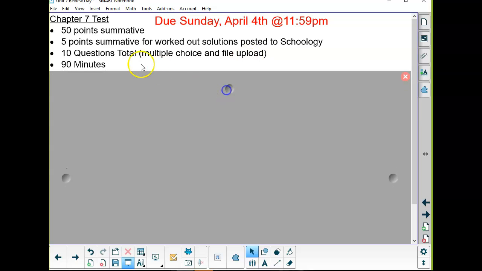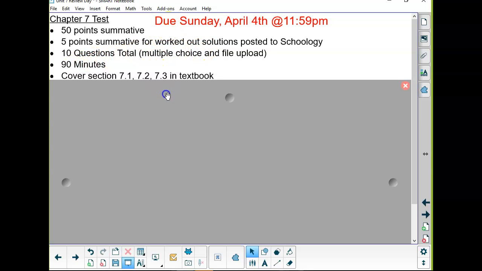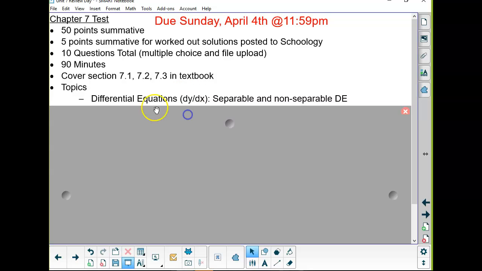We're going to allow 90 minutes on this, but I really think if you know what you're doing, it'll take 45 minutes max, and maybe a couple extra minutes for uploading your picture. But you do have a 90-minute time limit, so make sure you're fully ready when you start. We're only going to cover sections 7.1, 7.2, and 7.3 from our textbook, which covered the following topics.